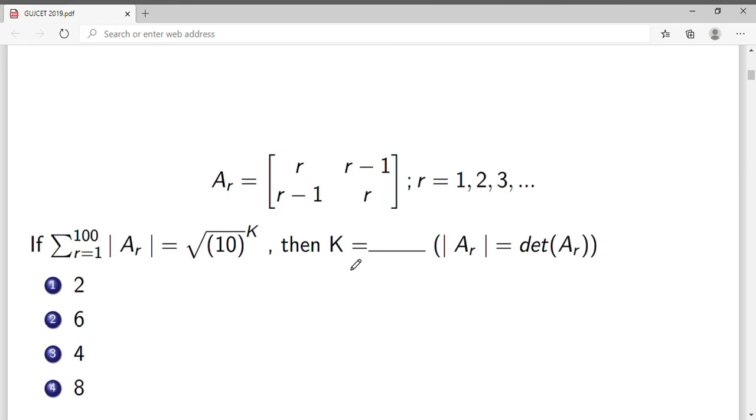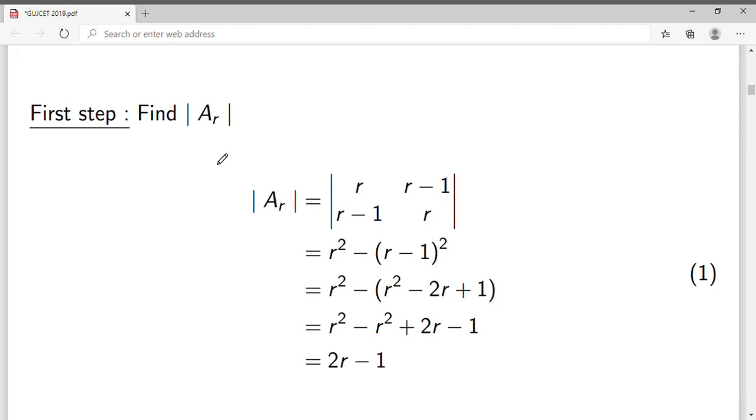Okay. Now to find the value of k, if we observe, one condition is given to us. If we solve this condition, then we can find the value of k. What do we need? First of all, we need the determinant of A_r. After that, put it in this series, so we get a series expansion. Then find the sum of this series and equate it with this, so we get the value of k. So first step, find the determinant of A_r.